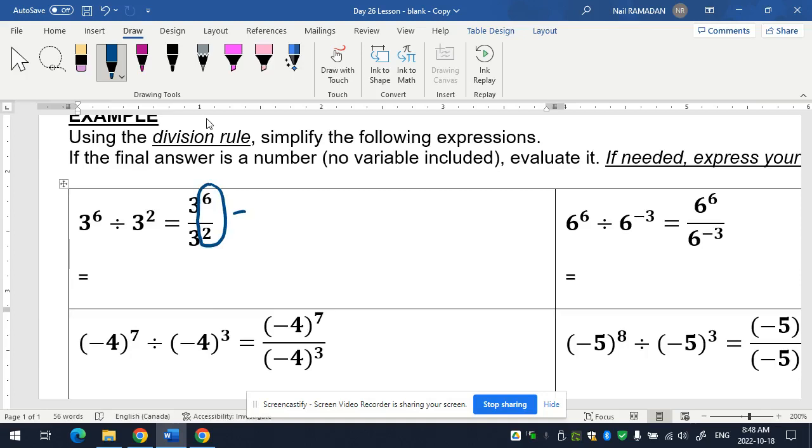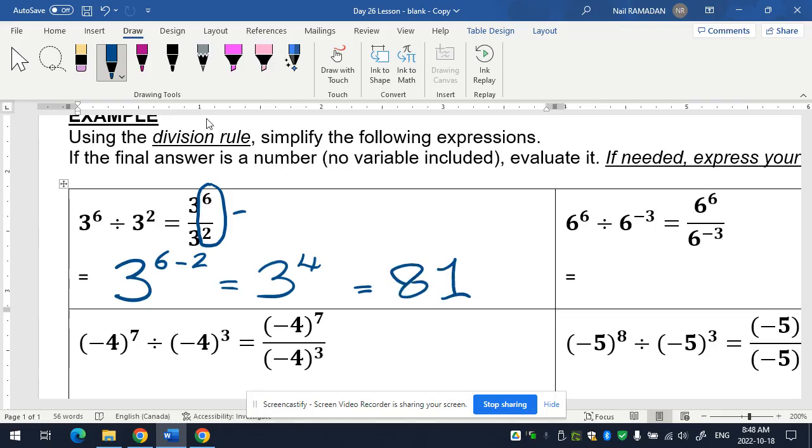All right, so what would this be? 3 to the 6 minus 2, which is 3 to the 4. So what's 3 times 3 times 3 times 3? Am I right? Yes. 3 times itself 4 times. 81 exactly. Thank you.